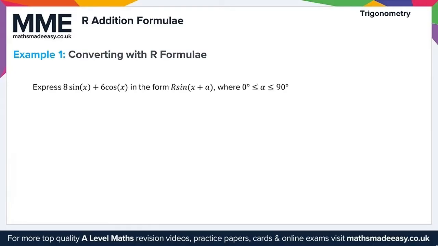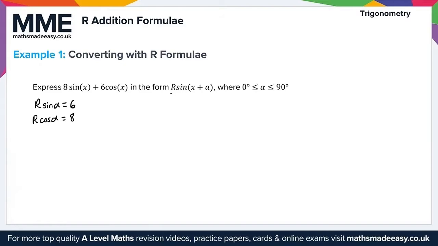Example 1 here on the R addition formulae is being able to convert with R formulae. And what we're asked to do here is express 8 sin x plus 6 cos x in the form R sin(x plus alpha). Now here what we're going to do first is assign R sin alpha and R cos alpha as the appropriate values. In this case R sin alpha will simply be 6 and R cos alpha will simply be 8.